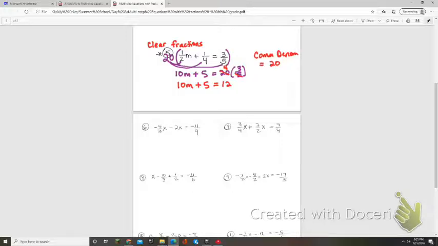So now we just have to solve for m. This is a 2-step equation. So we're going to subtract 5 from both sides. We get 10m equals 7. Divide both sides by 10. And m equals 7/10.